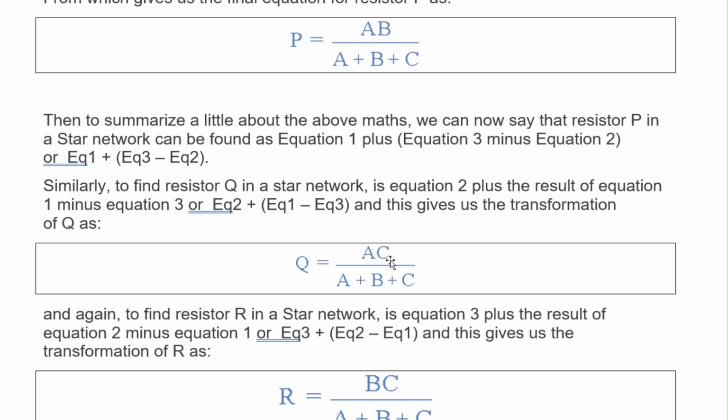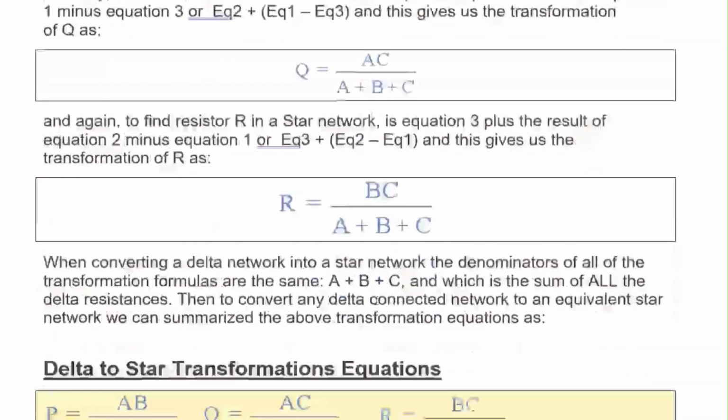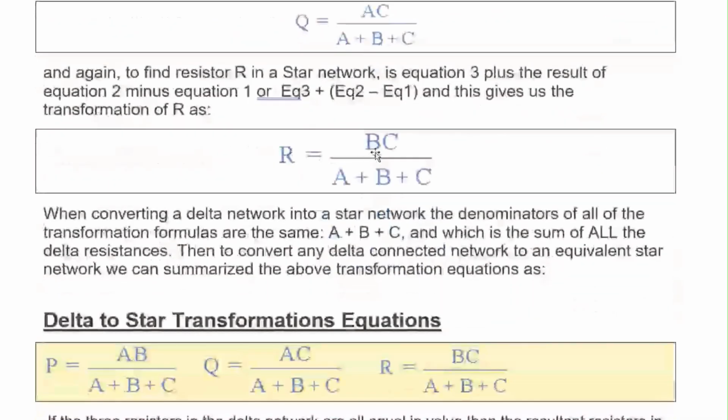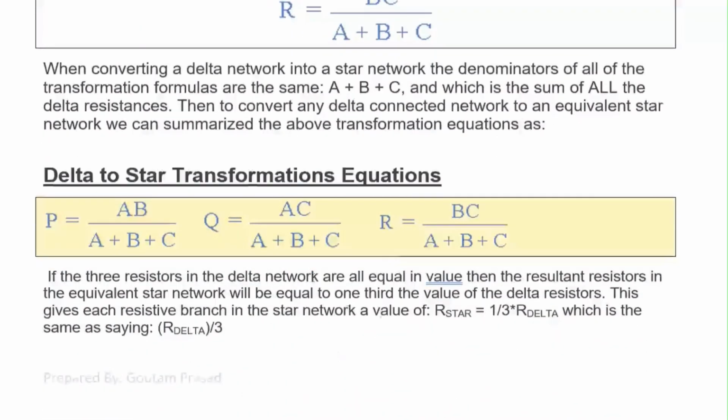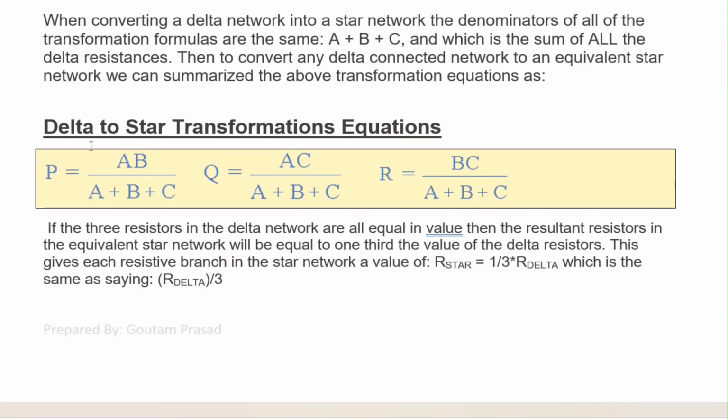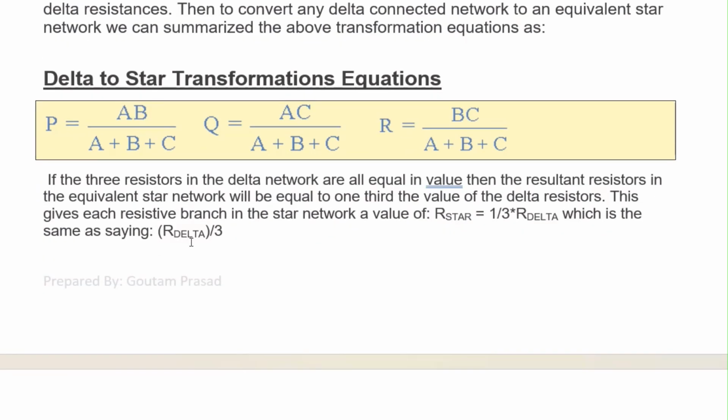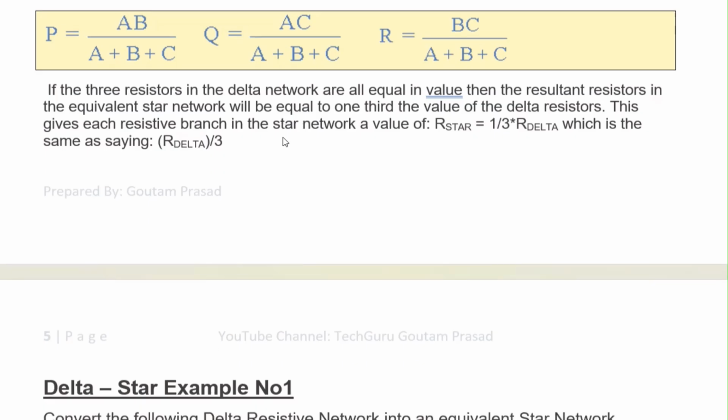Q is equal to AC divided by sum of A, B and C. R will be equal to BC divided by sum of A, B and C. So you get a formula for P, Q and R. P, Q and R are resistances or impedances of a star network, and A, B, C are the impedances of delta network. So this is the formula for delta to star transformation.